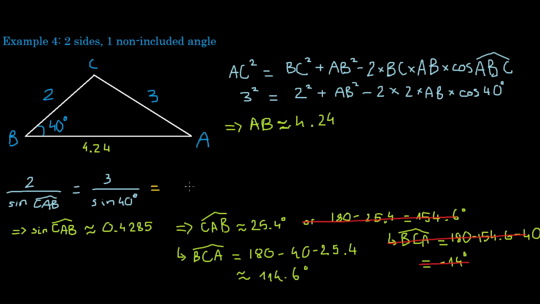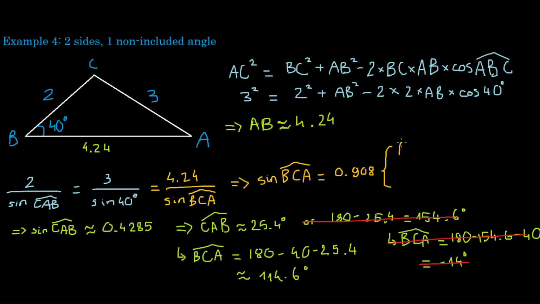Now, if you have chosen to use the sine rule here to find angle BCA, then you have chosen the trickier path. You will get something like this. And from there, the two possible answers: 65.3 degrees or around 115 degrees.